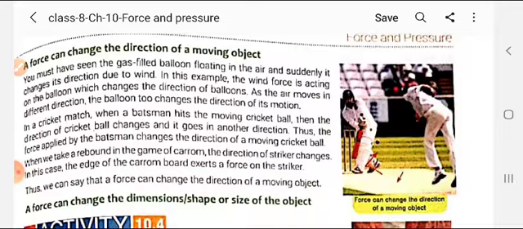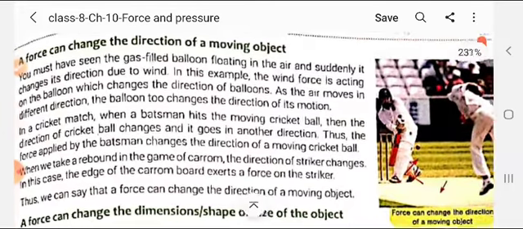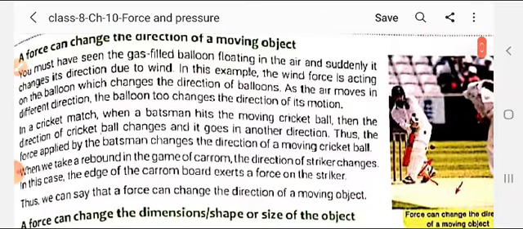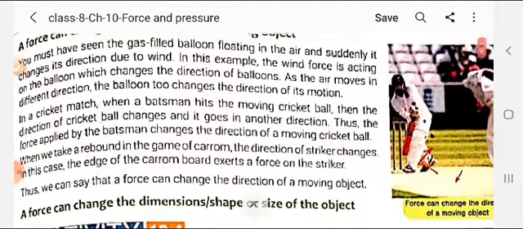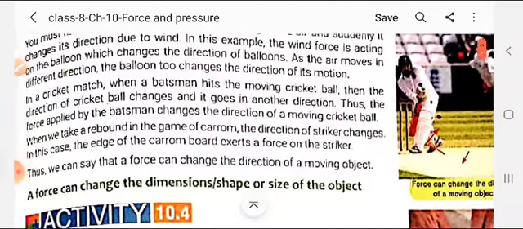Student, you must have seen a gas filled balloon floating in the air, and suddenly it changes its direction due to wind. Suppose a gas filled balloon is released freely, but as soon as the pressure of air changes, the direction of movement of that balloon changes. In this example, we find the wind force is acting on the balloon, which changes its direction. As the air moves in a different direction, the balloon too changes the direction of its motion.